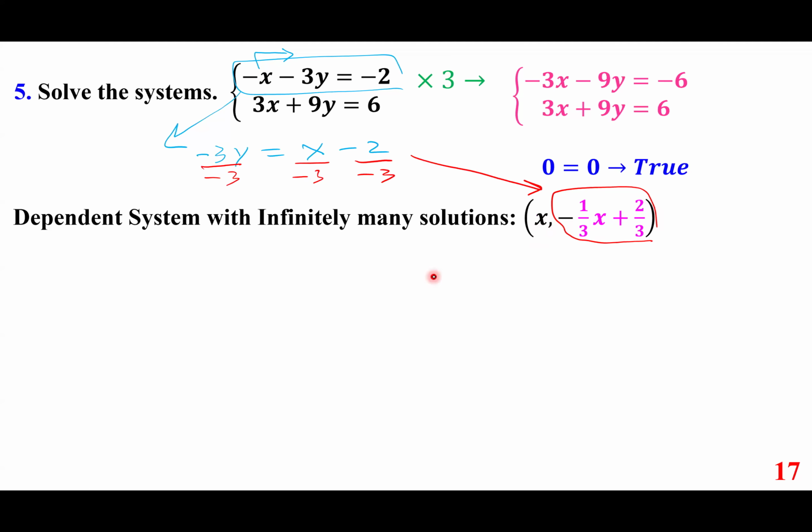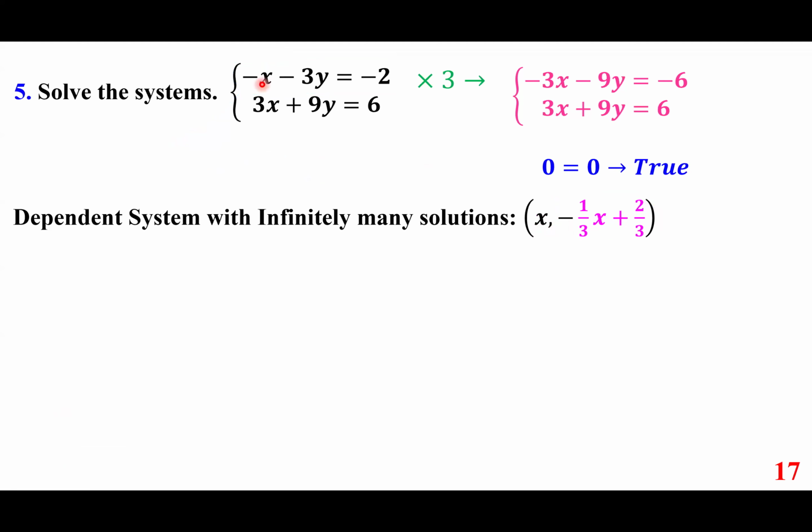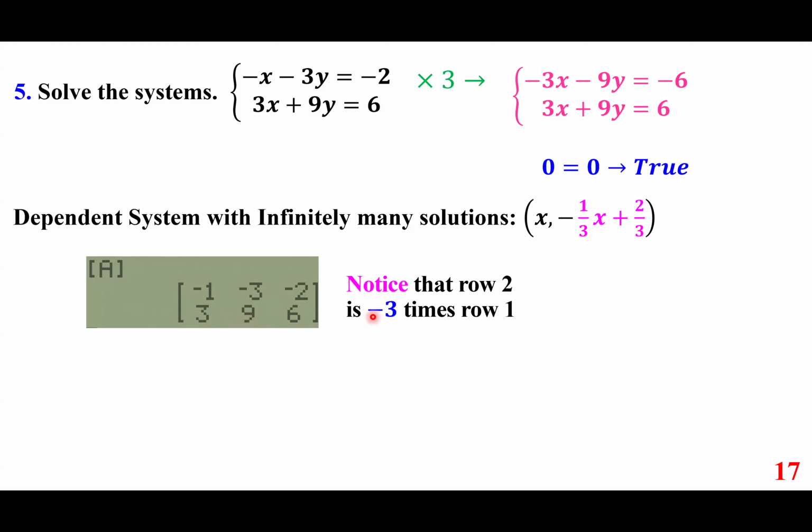So having said that, let's look at the augmented matrix. And let me erase my work. If I go with the row negative 1, negative 3, negative 2, the second row 3, 9, 6. First and foremost, you may notice if I multiply this row by some number, in this case negative 3, I get the second one. So notice that row 2 is negative 3 times row 1. When a row is a multiple of another row, the system is dependent. The two equations are dependent. The two equations are identical in essence.